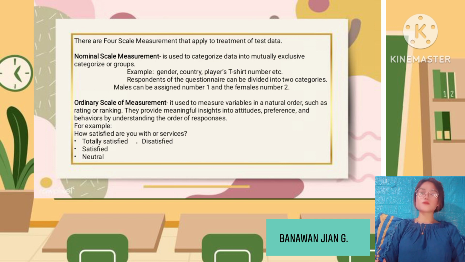So next we have the ordinal scale of measurement. It is used to measure variables in a natural order, such as a rating or ranking. They provide meaningful insights into attitudes, preferences, and behaviors by understanding the order of responses. For example, how satisfied are you with our services? So we can put totally satisfied, satisfied, neutral, and dissatisfied. So this is all about the ratings. So we can say that is an ordinal scale of measurement.